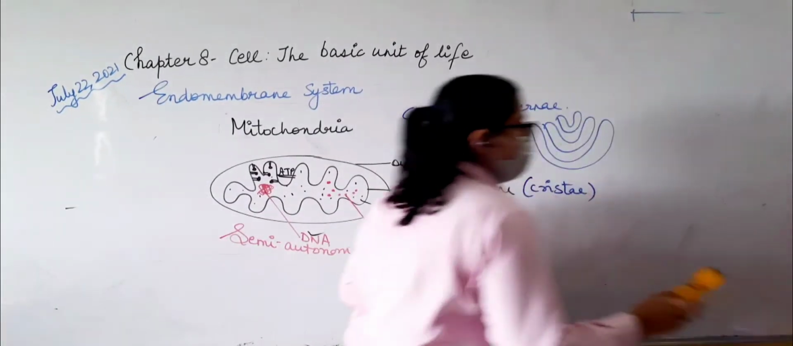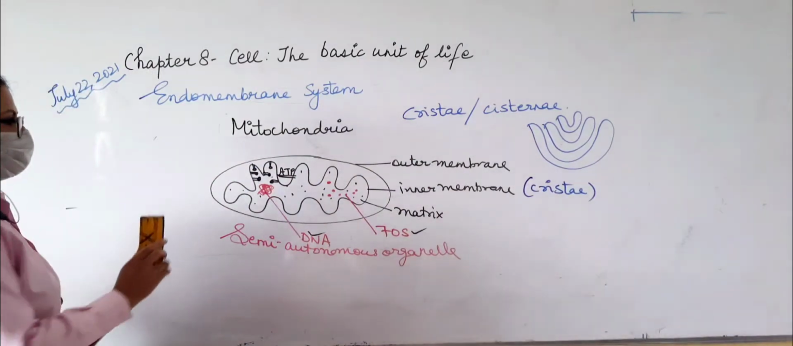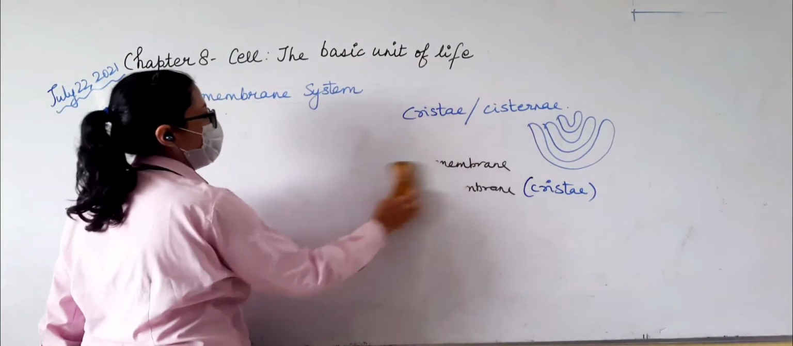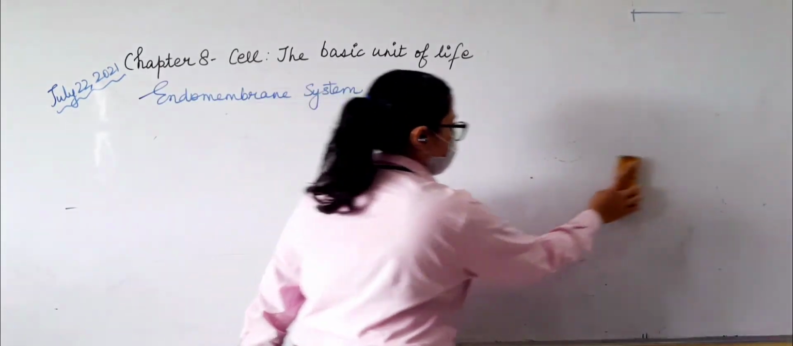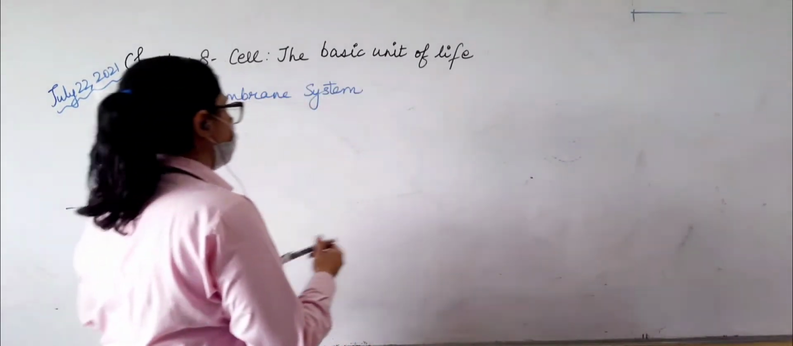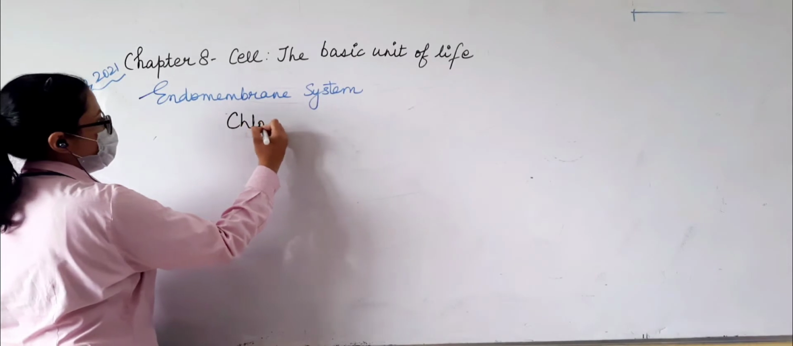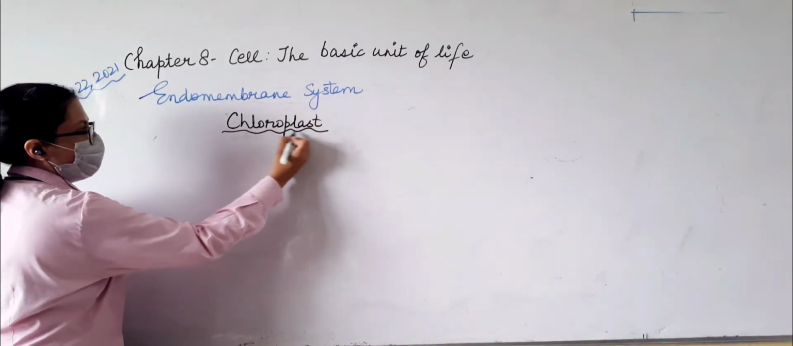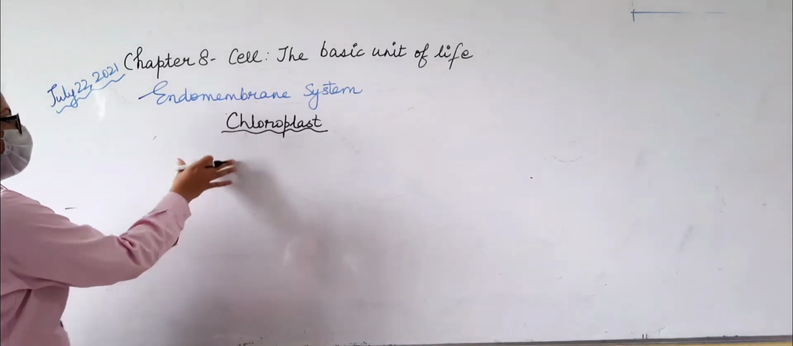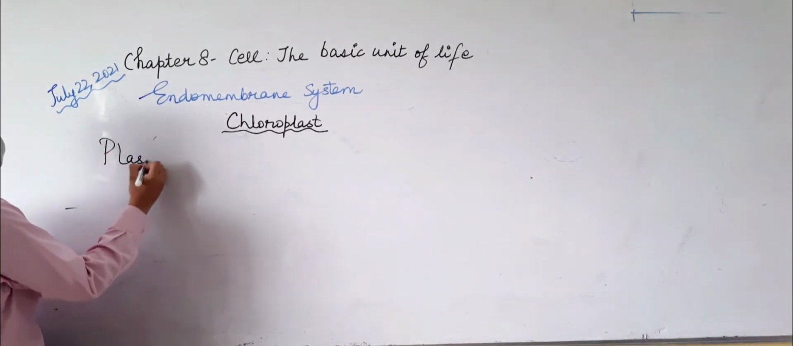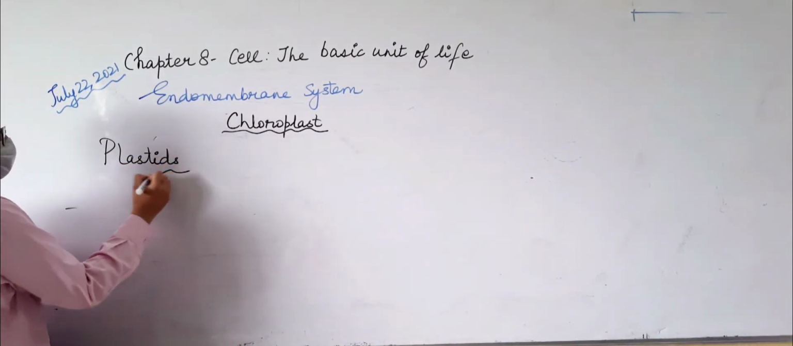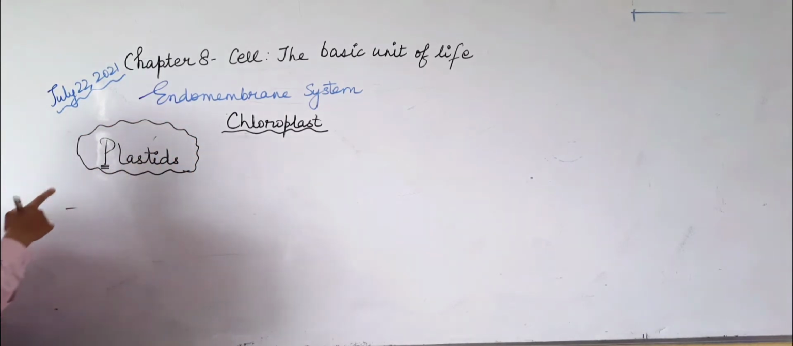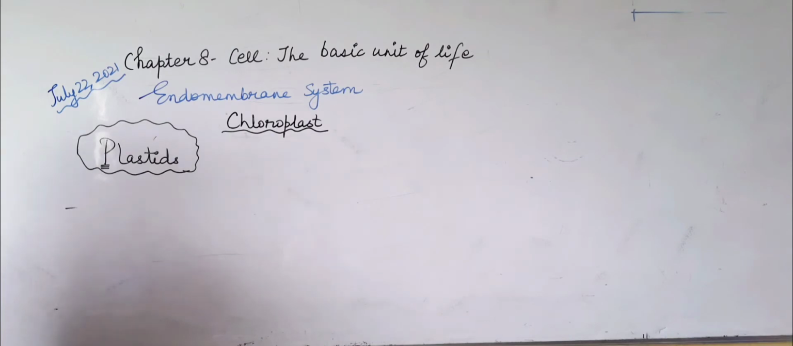So mitochondria is present in both plant cell and animal cell. Let us look at the organelle which is only present in plant cell, and that is chloroplast. It is very essential for photosynthesis, has the chlorophyll. So chloroplast will come under the category of plastids. Plastids are present only in plants. P for plastids, P for plants, only present in plants.